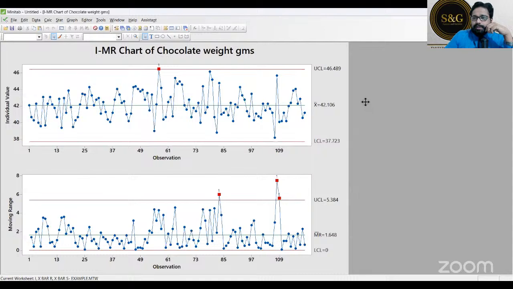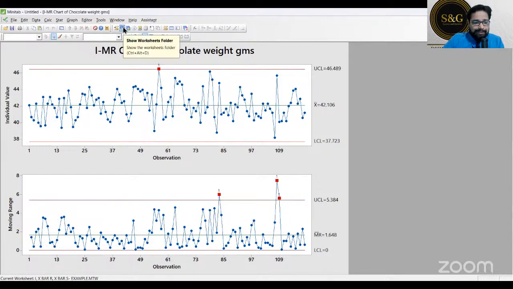Now look at this. Instead of one chart, we have plotted two charts over here. Now let's try to understand what is the moving range chart. What is a moving range chart? It is nothing but... now, how are these dots plotted?